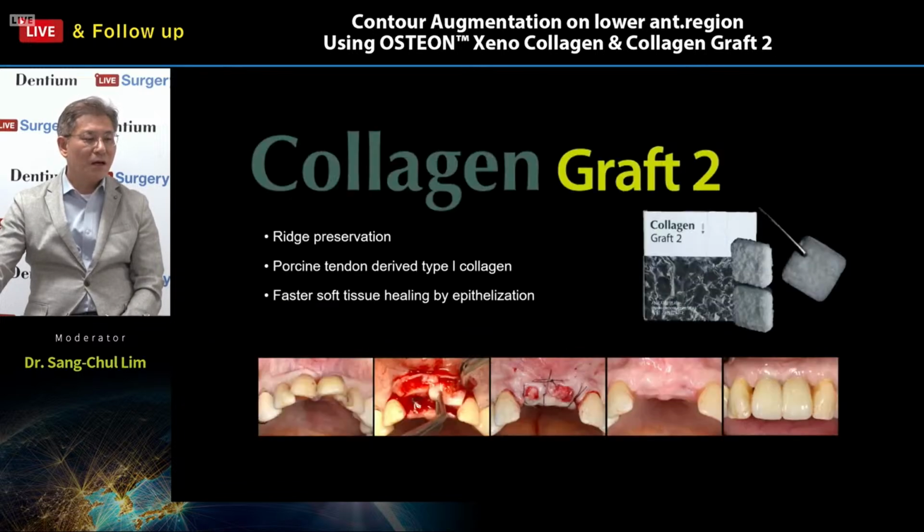And about the collagen graft 2, this one is actually a collagen matrix, approved and improved collagen matrix. So this one is also applied on soft tissue healing and soft tissue augmentation. For this purpose, this collagen graft 2 is very versatile. However, we can also use it in a simplified GBR procedure or the contour augmentation procedure.